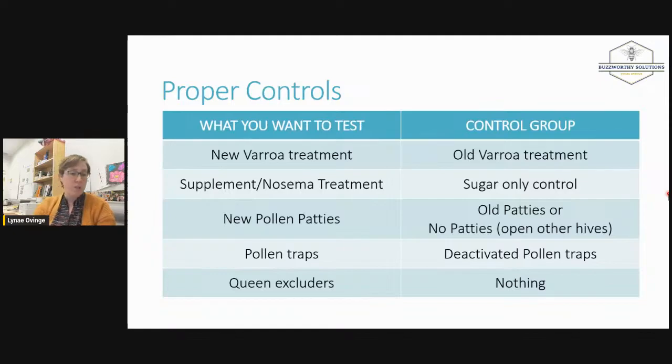If you want to test pollen traps, your control group would be deactivated pollen traps, because pollen traps fundamentally change how bees go into a beehive. Queen excluders. If you want to test queen excluders, if you think you're getting lots of honey in your brood chambers because of them, your control group is actually nothing for those, because we do not, thankfully, have a non-queen excluding queen excluder that you can use as your control group.